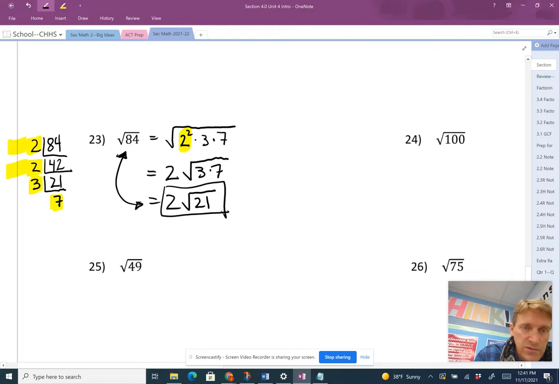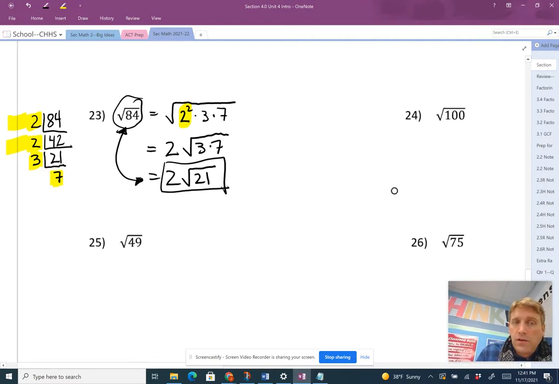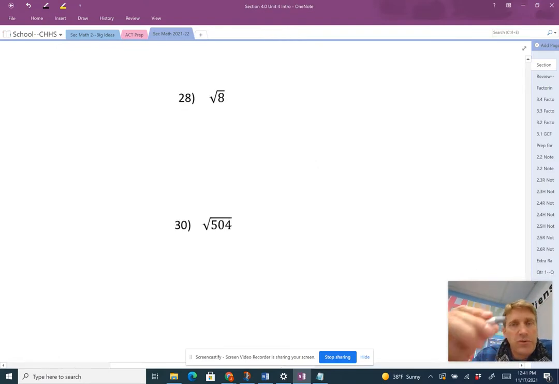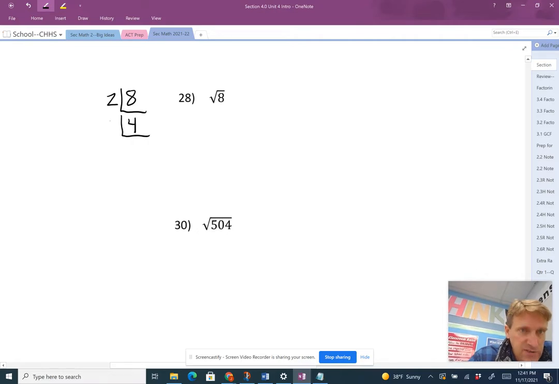Now you can always put both of these in a calculator to see if they are equal to the same decimal. Let's take a look at number 28. So 28 is simple. This is square root of 8. So let's take a look at what that looks like. 8 is even. 2 goes into 8 4 times. 4 is even, so 2 goes into 4 2 times. So the prime factorization of 8 is 2 times 2 times 2.